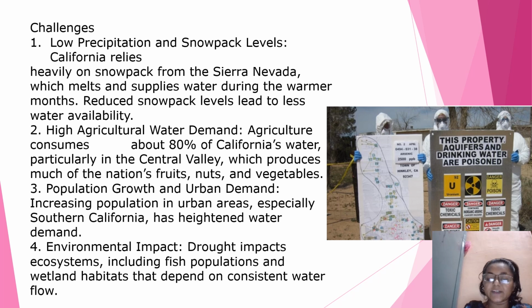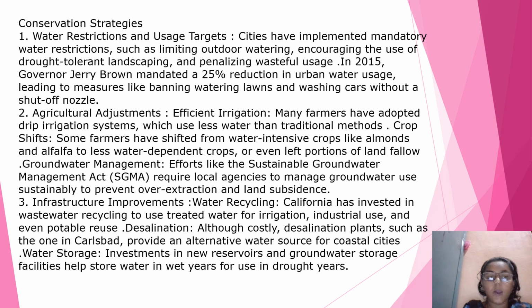Population growth and urban demand. Increasing population in urban areas, especially Southern California, has heightened water demand. Environmental impact. Drought impacts ecosystems, including fish populations and wetland habitats that depend on consistent water flow. Conservation strategies used by California to reduce the effects of drought include water restrictions and usage targets.